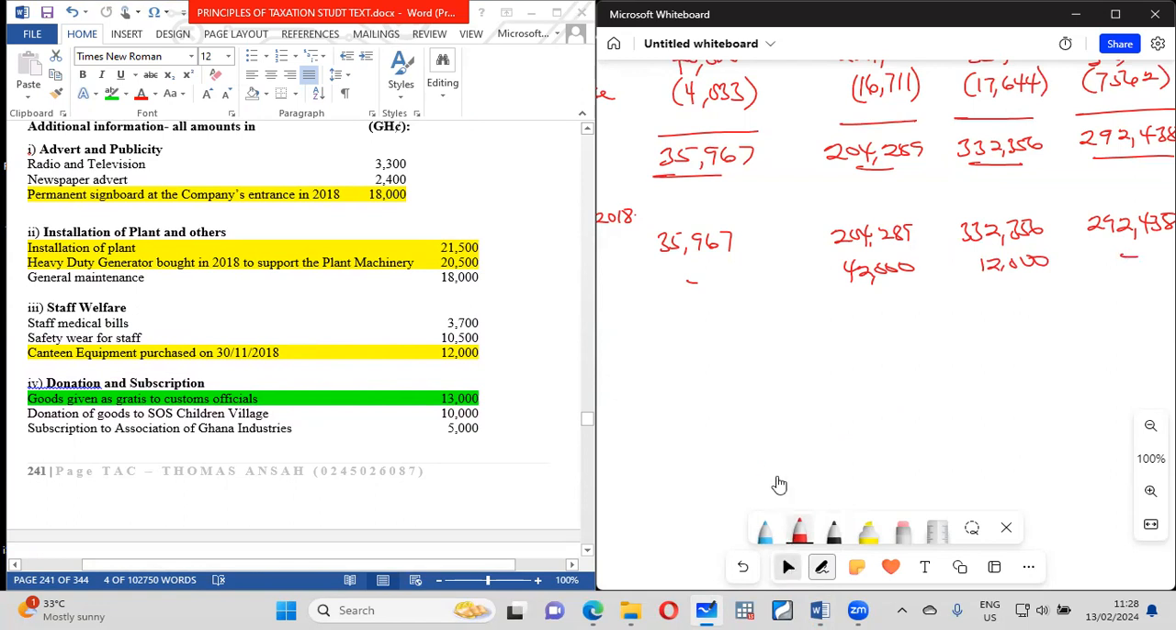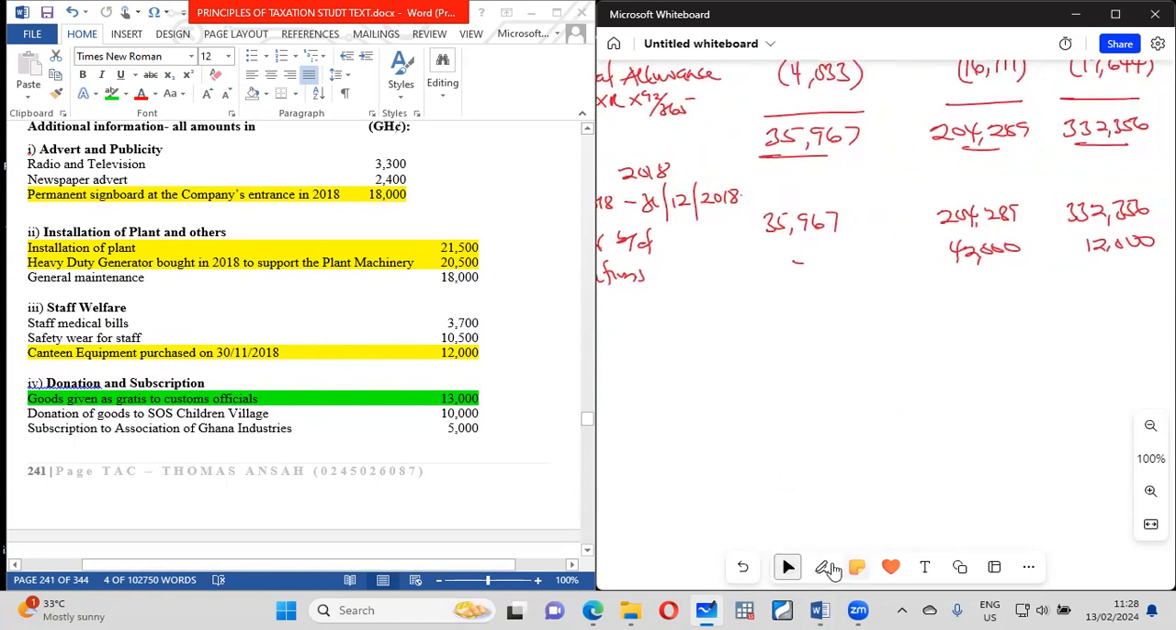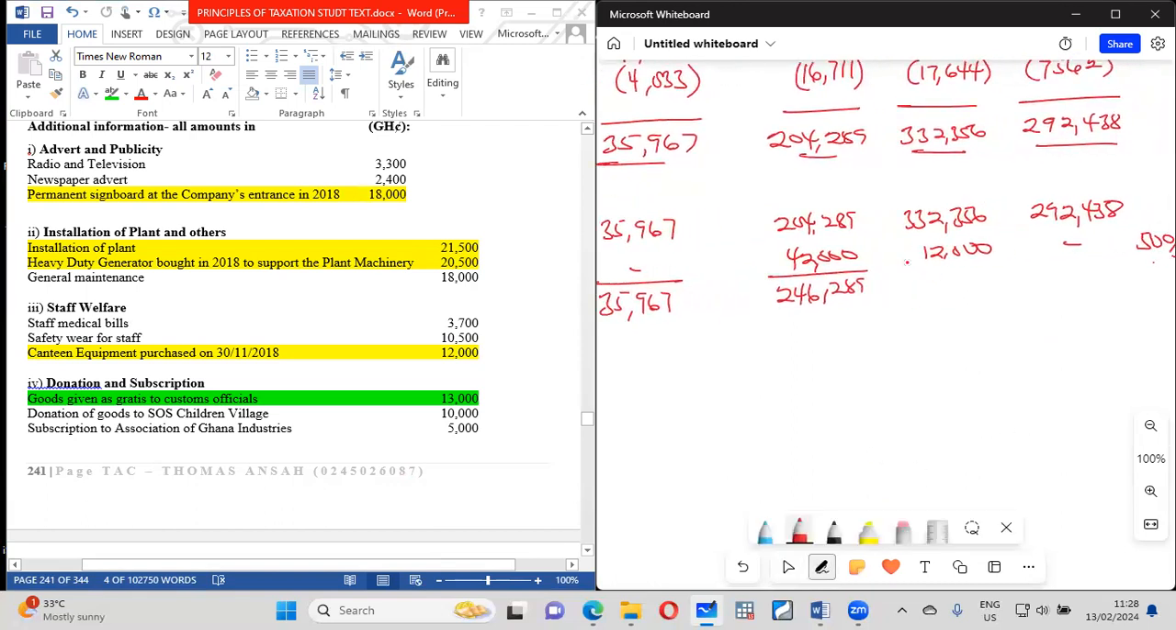So let's do our capital allowance quickly. First of all, the depreciable basis will be 35,967. For the next, 246,289, this one too is plus 12,000, right? So if I add, here will be 4, 4, 3, 3, 5, 6. This one is the same, but don't forget that those ones are 10% on straight line, so it doesn't matter there. That is why I prefer you always do those ones separately.